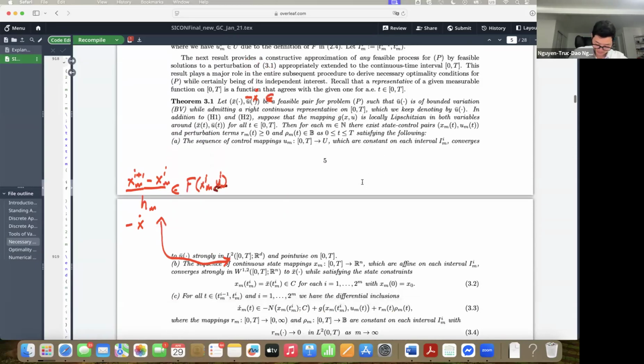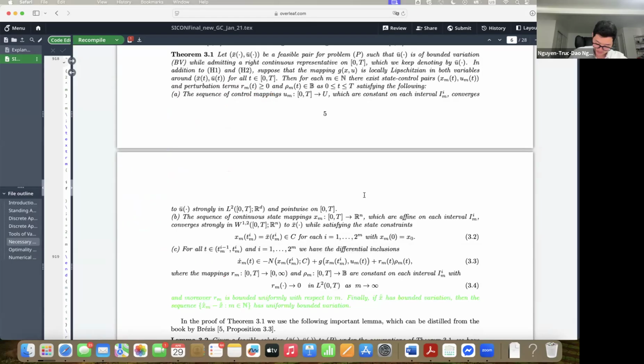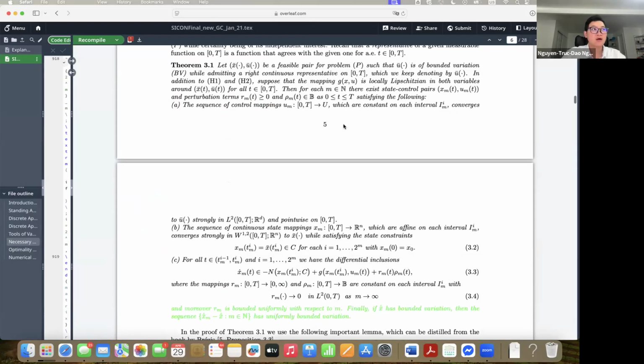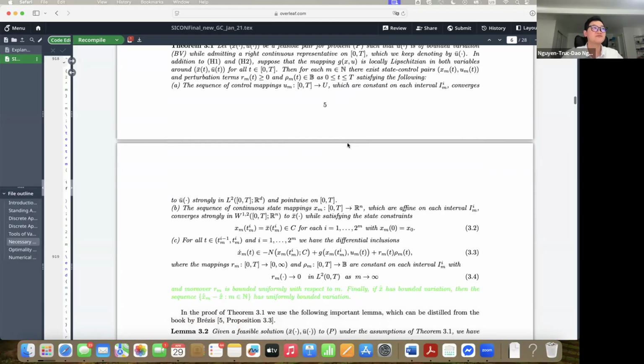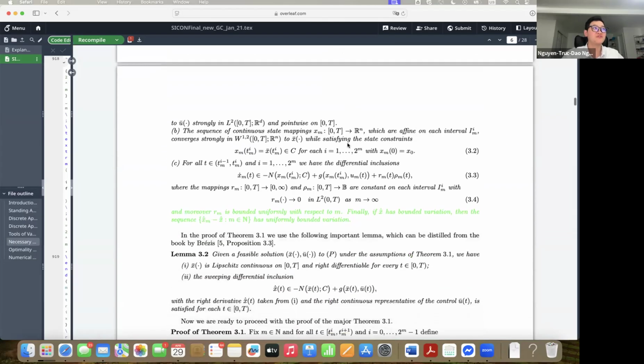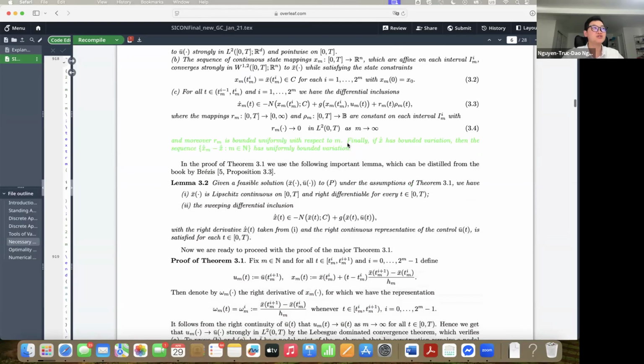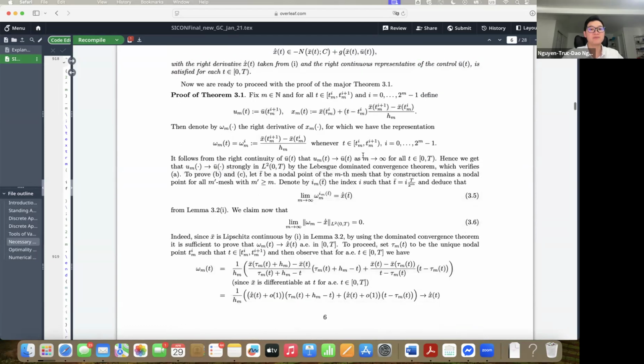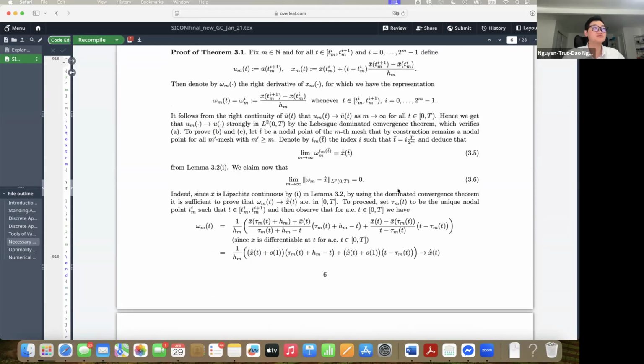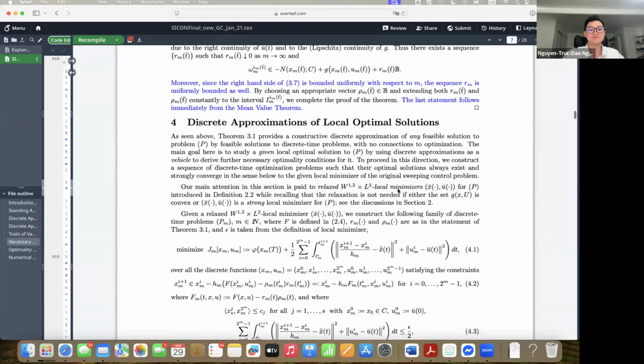Let me clear this. It doesn't work. And for the first theorem, I'm just going to mention its meaning, but I'm going to skip it because for the first theorem I prefer to use another paper instead of this paper. Basically, for the first theorem, we need to verify that the solution exists for the continuous problem and that the solution will exist for the discrete approximation problem as well.